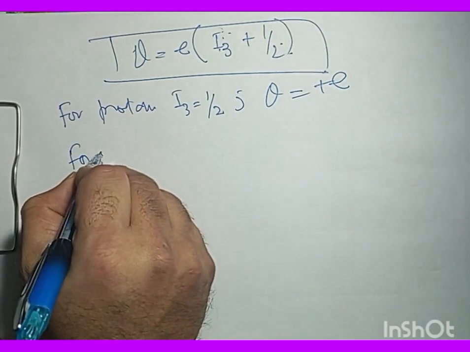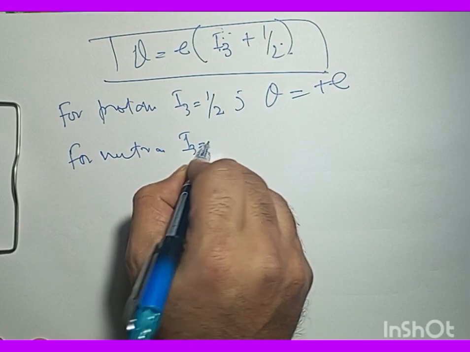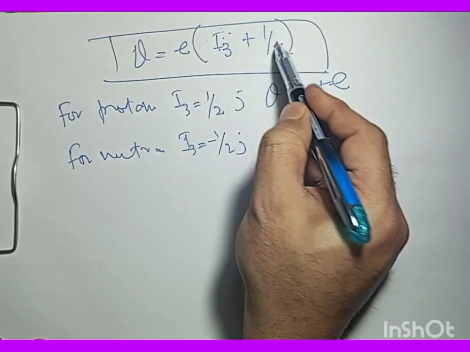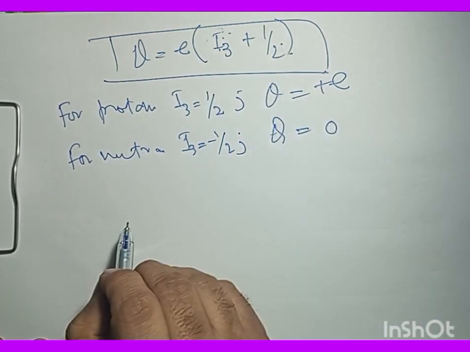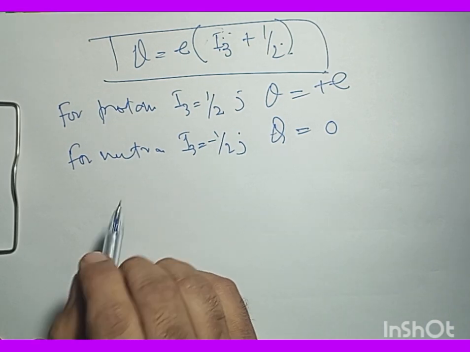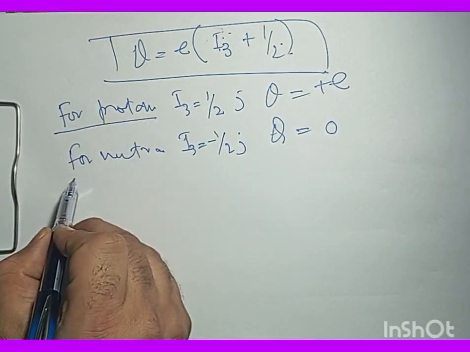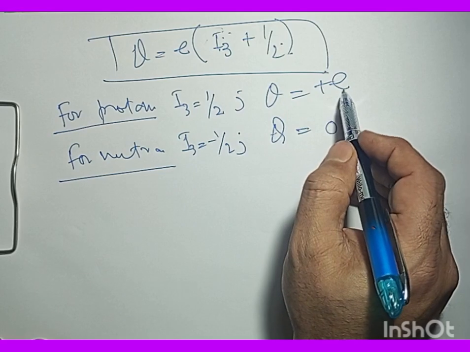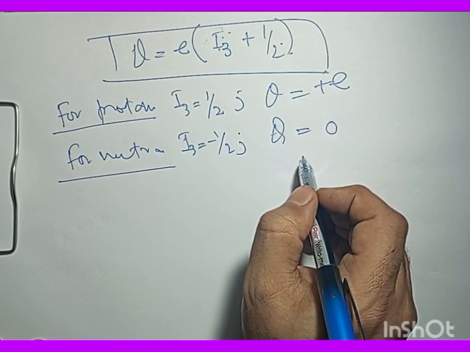Now, for neutron, what we have is I3 is minus 1 by 2. And minus 1 by 2 and plus 1 by 2 will cancel. For neutron, we will have a charge Q equal to 0. So the isospin for the proton and neutron, and talking about the charge, the charge of the proton is positive, and the charge of the neutron is neutral.